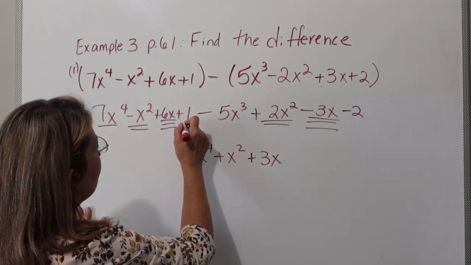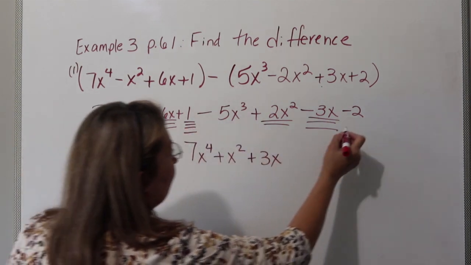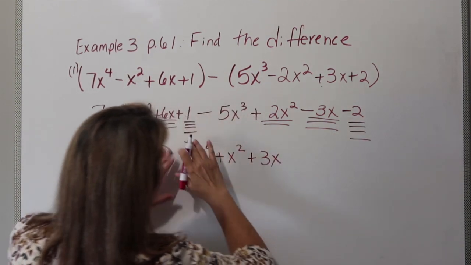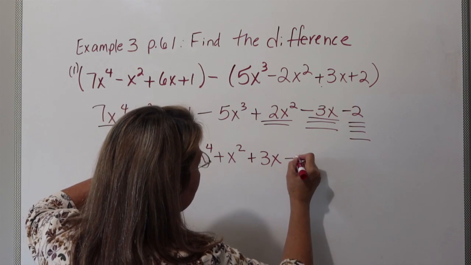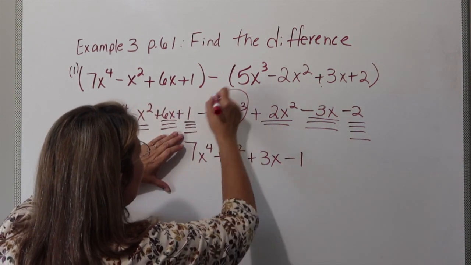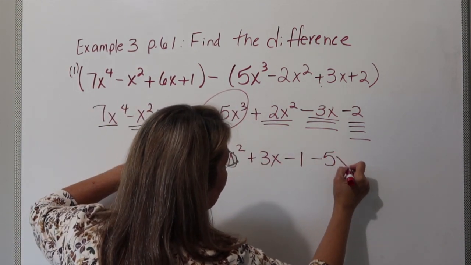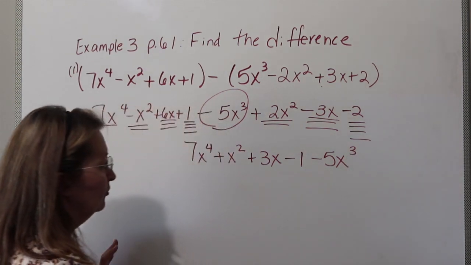Here I've got this plus 1 and I have a minus 2. So plus 1 minus 2 gives me minus 1. Now I have this left over, nothing to combine with it.